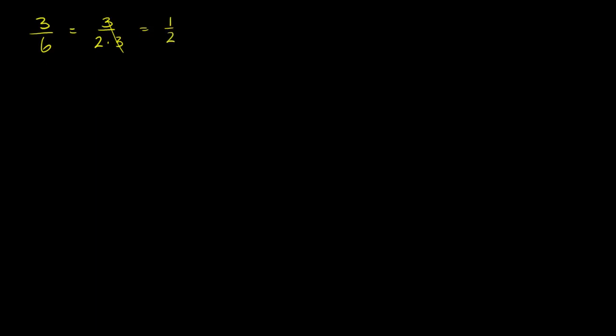Or, just to hit the point home, if we had 8 over 24, once again, we know that this is the same thing as 8 over 3 times 8. Or this is the same thing as 1 over 3 times 8 over 8. The 8's cancel out, and we get this in lowest terms as 1/3.